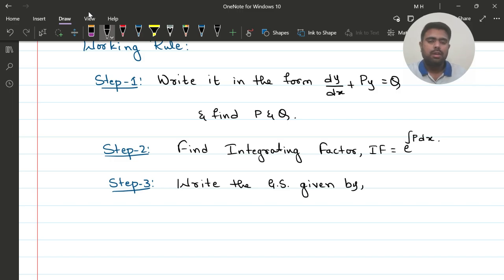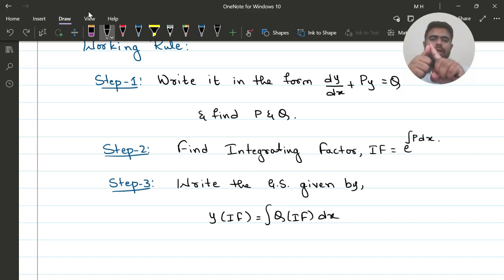You can just say y into integrating factor is equal to the integration of q into integrating factor. Since q and integrating factor both are functions of x, it is q into integrating factor dx. If you want, you can write down plus c, but it doesn't really matter, because after this integration also we are going to get a constant c. So therefore this is how we do it.